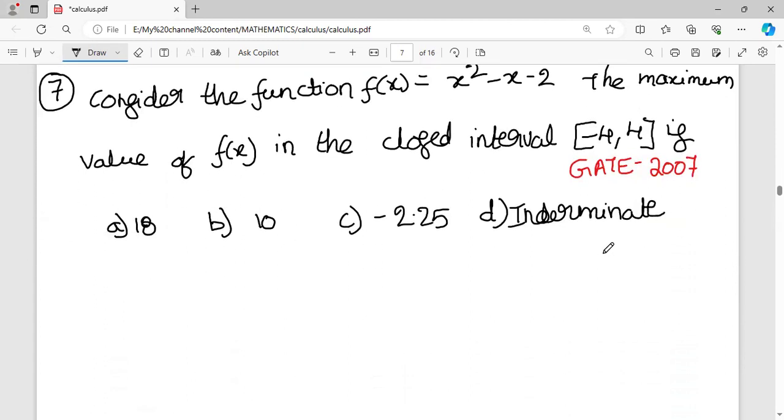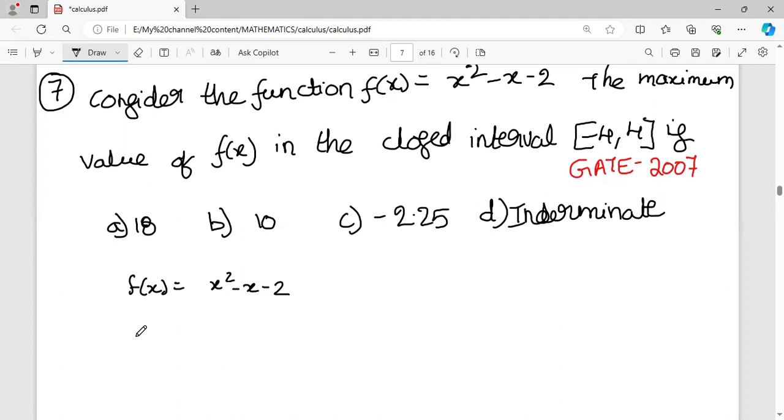Next, consider the function f of x equal to x square minus x minus 2. The maximum value of f of x in the closed interval minus 4 comma 4 is? So to find the maximum value, whenever a problem gives a maximum or minimum, first of all you have to consider the function f of x equal to x square minus x minus 2.